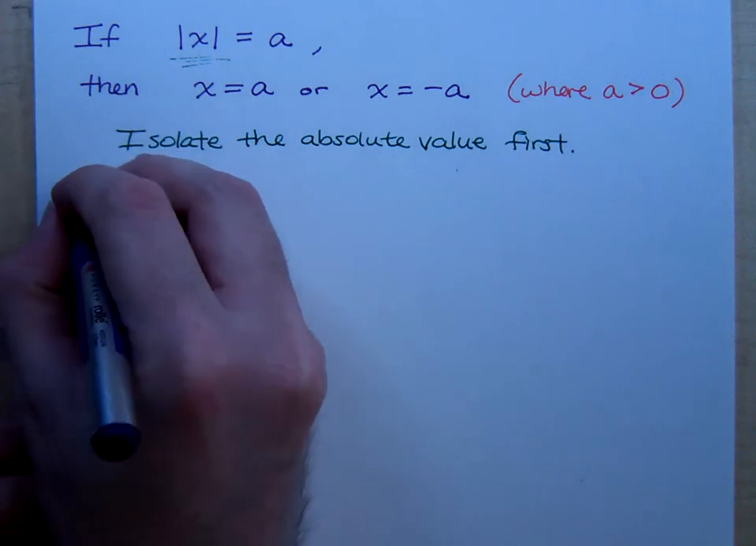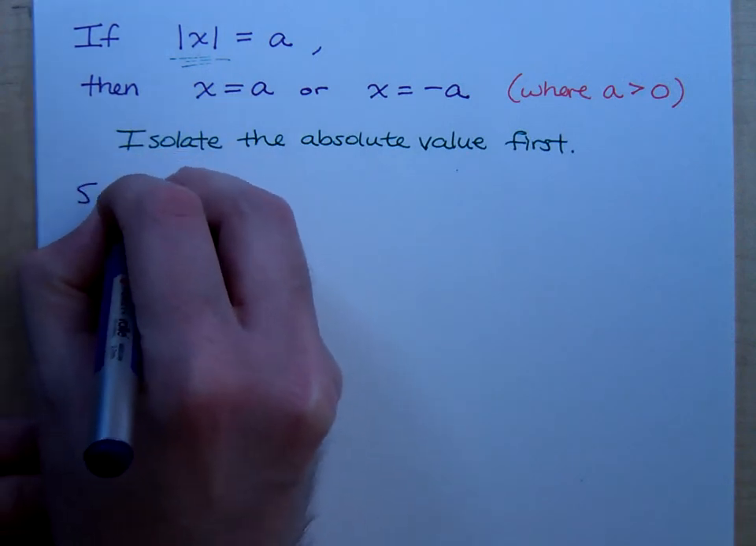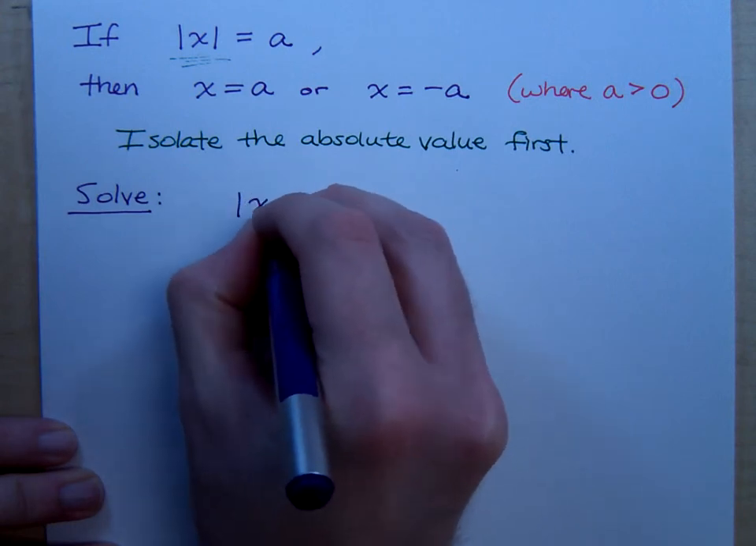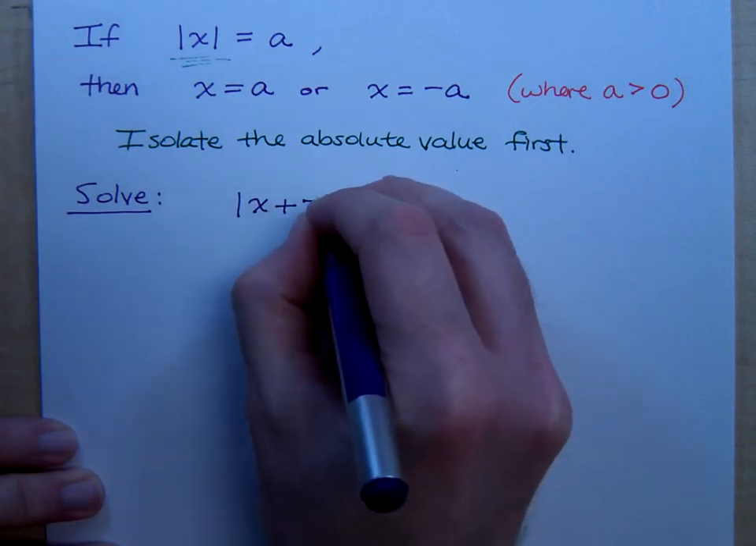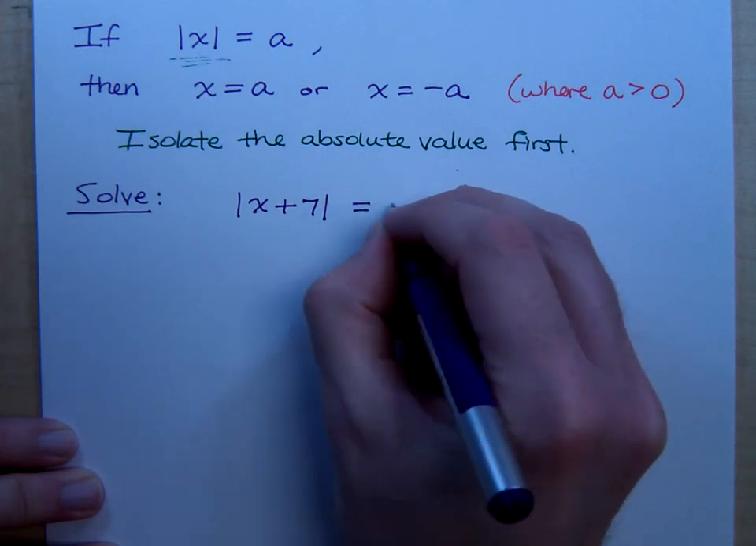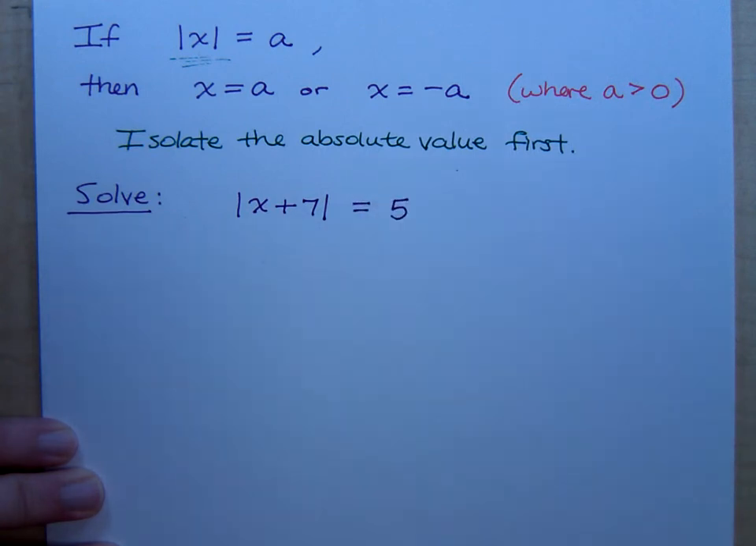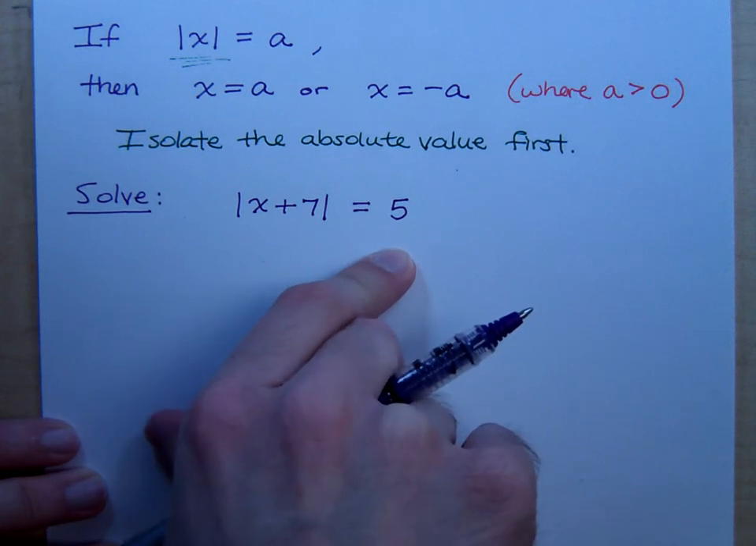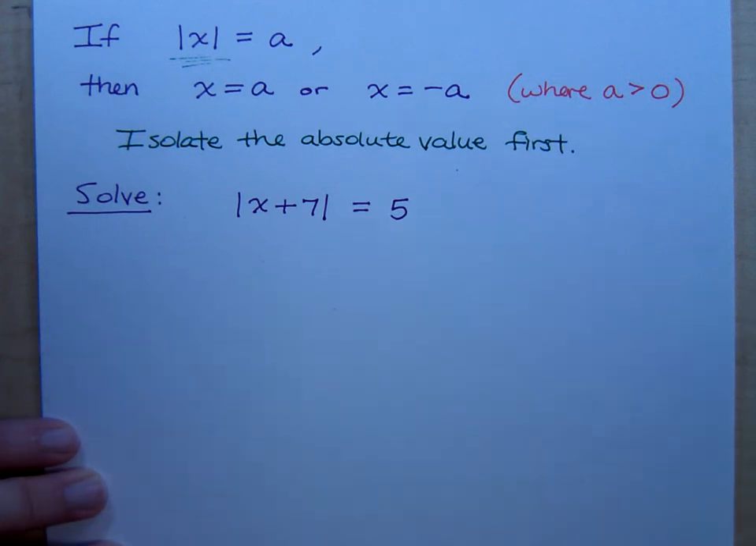Okay, so let me give you an example here. If I want to solve the absolute value of x plus 7 is equal to 5. Think about what the statement at the top of the page means and how it applies to this equation. How many answers do I expect to get out of this? I expect to get 2. Now let's see how I can get those 2 solutions. What would you do?